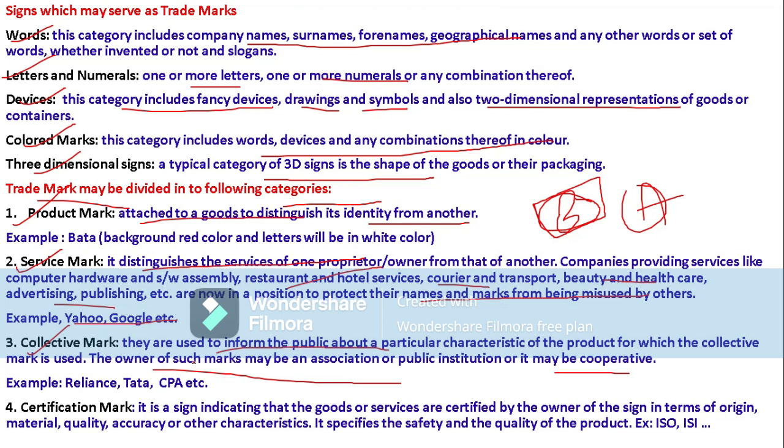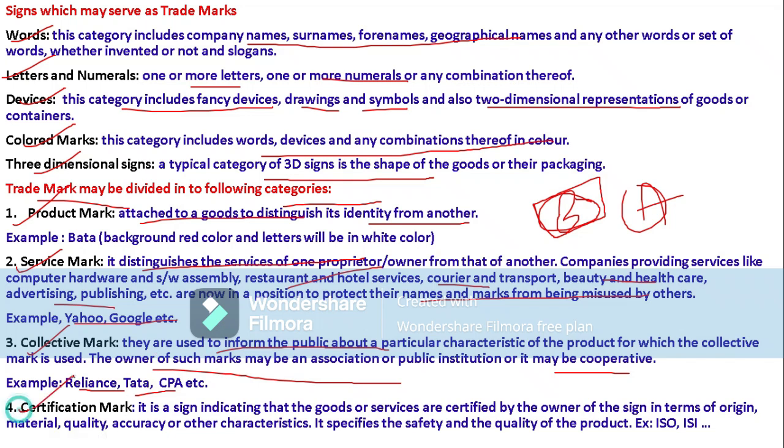Collective means association. For example, under Reliance there are different products. If we see Tata, different products. Likewise, if we see CPA, Chartered Public Accountants, it is an institution. So a collective mark will be there for each and every institution, association, or products and services.